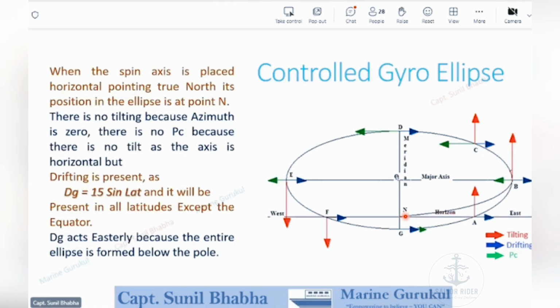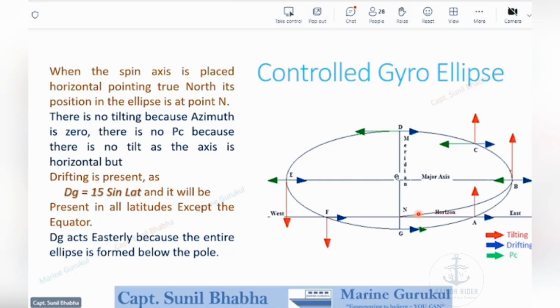Now be careful and pay your attention. As the spin axis moves eastwards, it has come east of the meridian now. That means an easterly azimuth is generated. If an easterly azimuth is generated, the tilting vector is now going to come into the picture. Tilting is proportional to azimuth. So as easterly azimuth is generated, we will have upward tilting. This upward tilting is going to push the spin axis upwards, so it will start to move above the horizon.